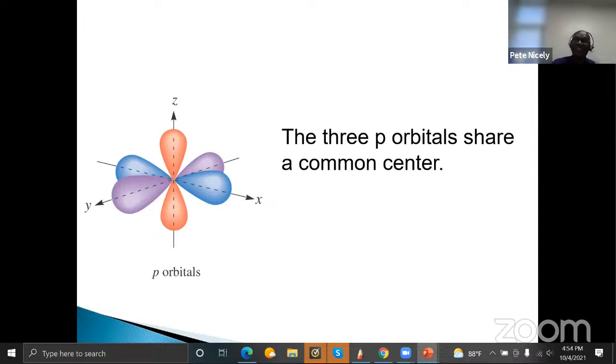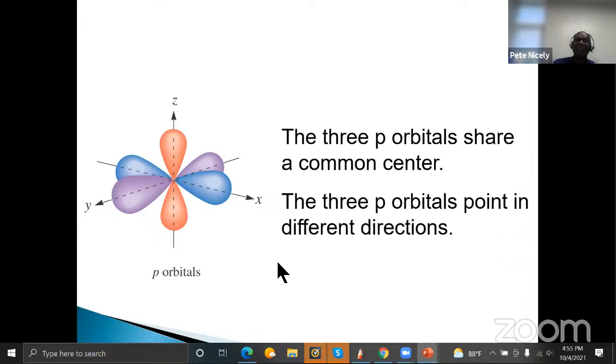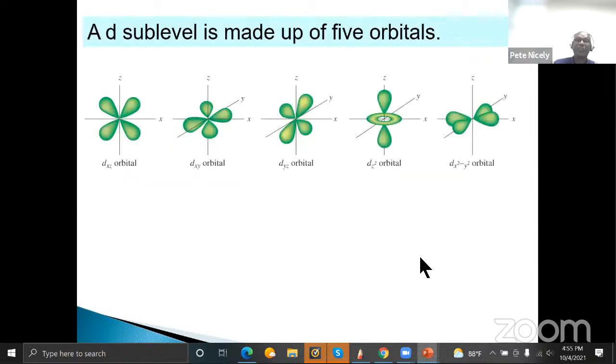And as you can see, the p orbitals share a common center. You have this p orbital along the y-axis, this p orbital aligned along the x-axis, and this p orbital aligned along the z-axis, all right? So the p orbitals are basically pointing in different directions. This p orbital is called the px orbital. This p orbital here is called the py orbital. And finally, this p orbital here is called the pz orbital.